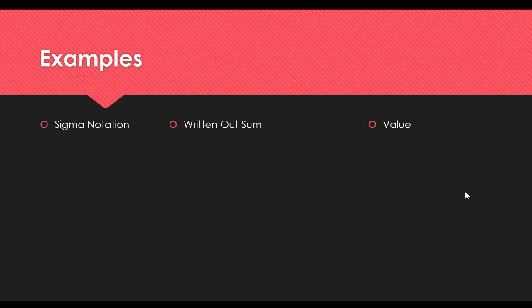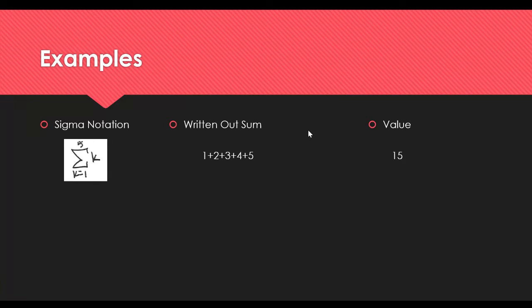So we're going to look at some examples in kind of like a table. I'm going to give you the sigma, and then we're going to write out the sum, and then we're going to see what the answer is. So our first example is k equals 1 to 5 of k. So that means we're plugging in 1 through 5 for k, and then adding them up. So the written out sum would be 1 plus 2 plus 3 plus 4 plus 5, because if I plug in 1 for k, it's just 1. If I plug in 2, it's just 2. And we want to add them together. So our answer, our value, is 1 plus 2 plus 3 plus 4 plus 5, which is 15.